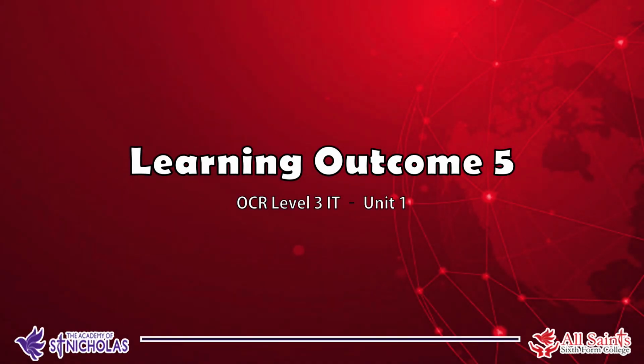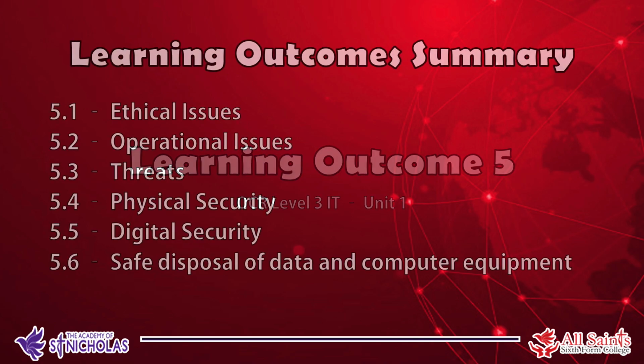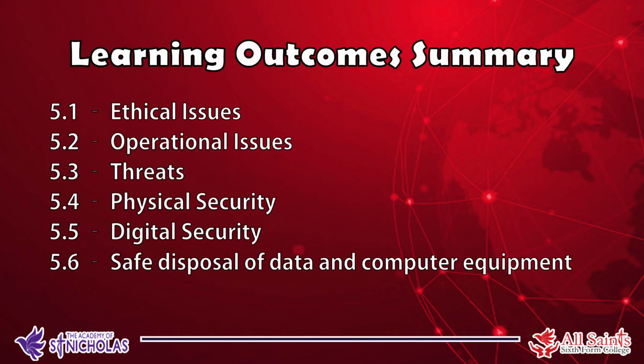Okay, so in this video we're going to be talking about Learning Outcome 5 as part of the OCR Level 3 IT Cambridge Technicals. The next one, so what we're going to do is talk about these topics. These are all on the spec. The first one is ethical issues. Second one is operational issues. Third one, threats. Fourth one, physical security. And the last one, digital security. Further on from that, we're going to be talking a little bit about the safe disposal of data and computer equipment.